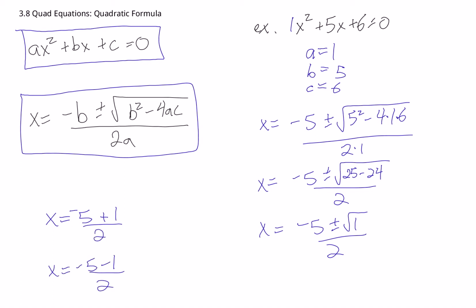and minus 5 minus 1 divided by 2. So when you do that on your calculator or in your head, minus 5 plus 1 is negative 4 divided by 2, will be negative 2. Minus 5 minus 1 divided by 2, simplify that, you get negative 3. So that is our two answers, negative 2 and negative 3.